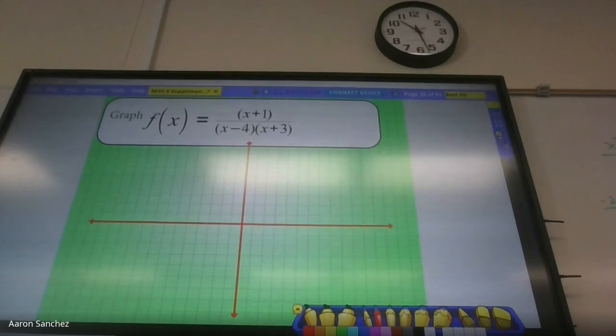All right. Greta, what are the zeros? Oh, -1. My bad. -1. That's the 0. Just one 0, right? Now, what are the asymptotes? Okay, find out the asymptotes in your group. Go. What are the asymptotes?